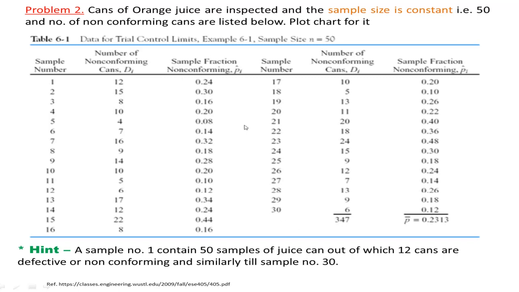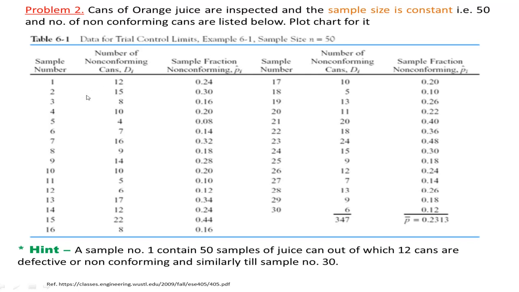As we know, as per our last session, we have found the number of non-conforming cans. For sample number 1, we take a sample size and the number of defective cans. Defective cans here means cans of orange juice. We find 12 cans defective.